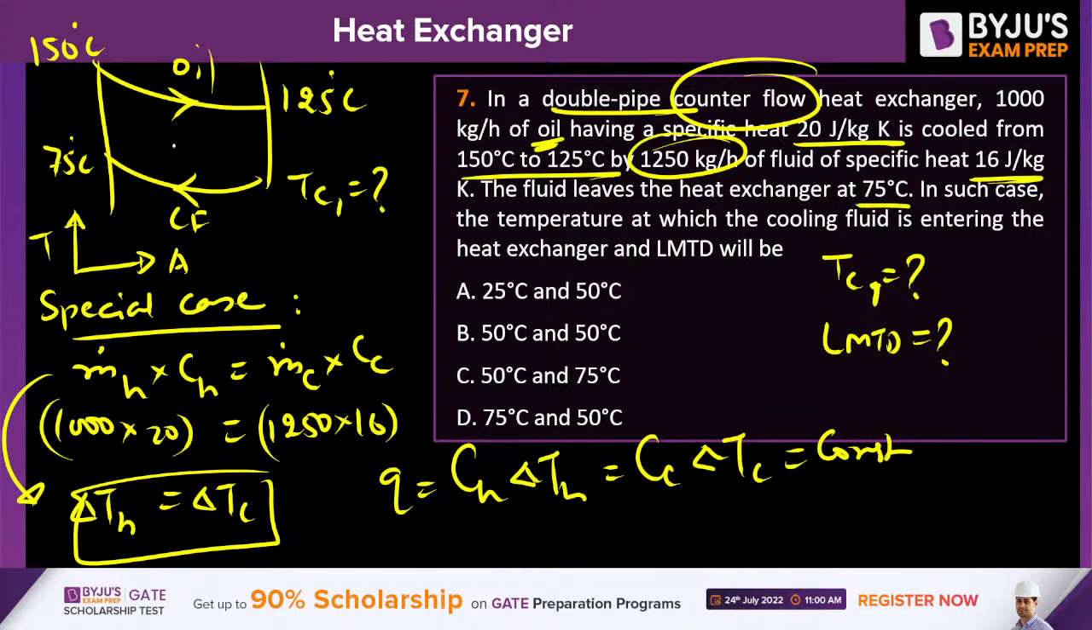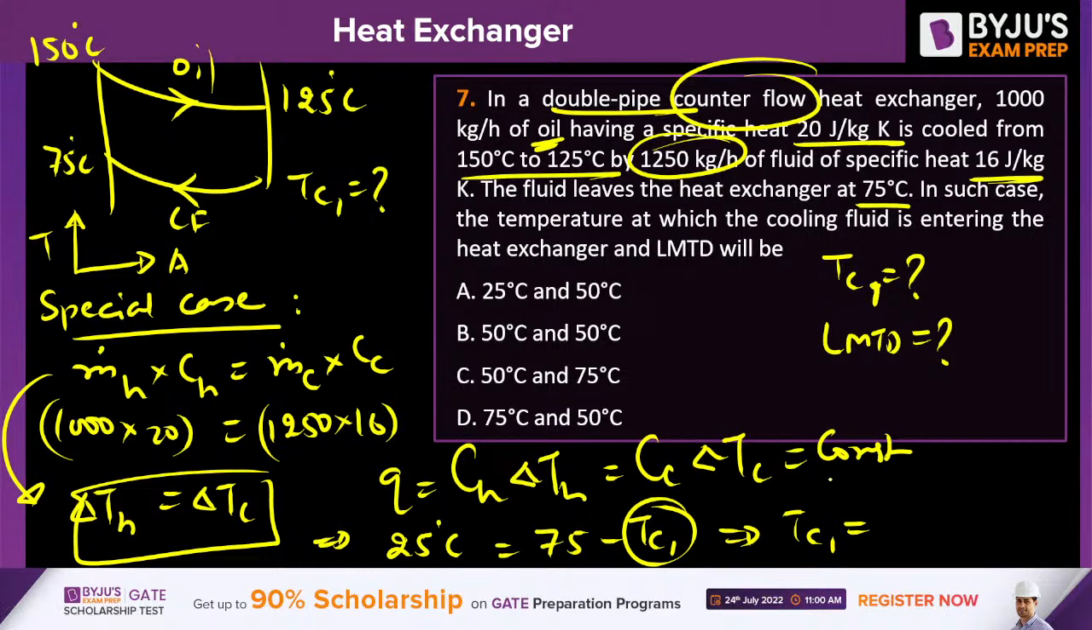From this, delta TH is 150 minus 125, that is 25. So delta TH is 25 degrees Celsius, which is equal to TC2 minus TC1, that is 75 minus TC1. What is TC1? 75 minus 25, that is 50 degrees. Are you getting TC1 as 50? TC1 will come out to be 50 degrees Celsius. So the first value is for temperature. D cannot be true, A cannot be true.